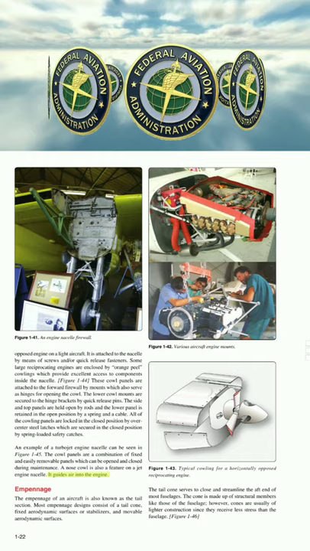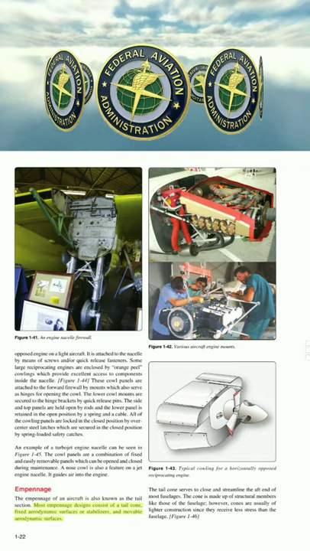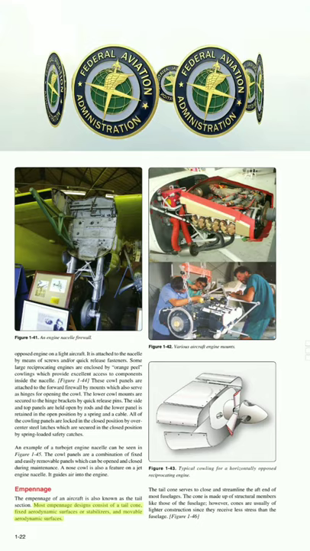Empennage. The empennage of an aircraft is also known as the tail section. Most empennage designs consist of a tail cone, fixed aerodynamic surfaces or stabilizers, and movable aerodynamic surfaces.